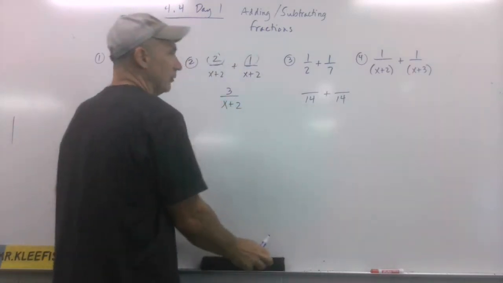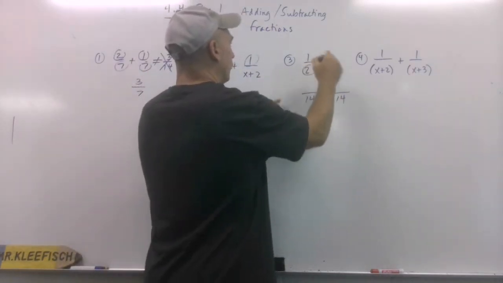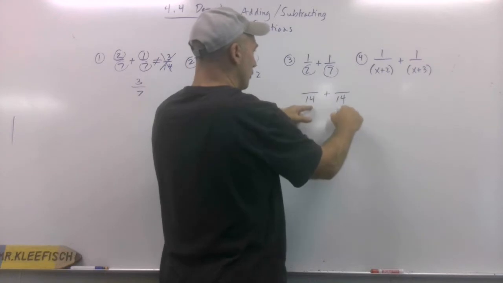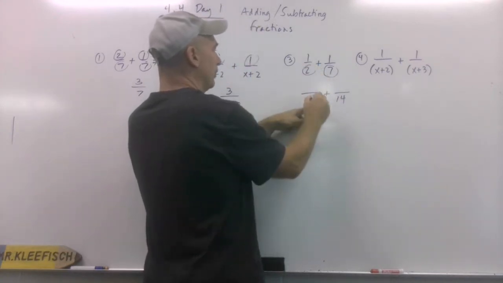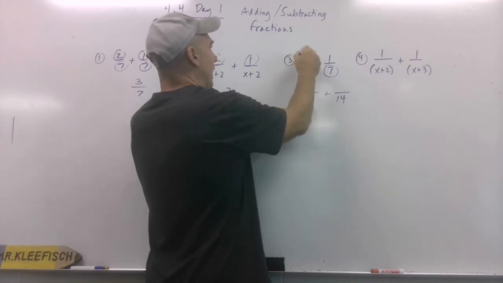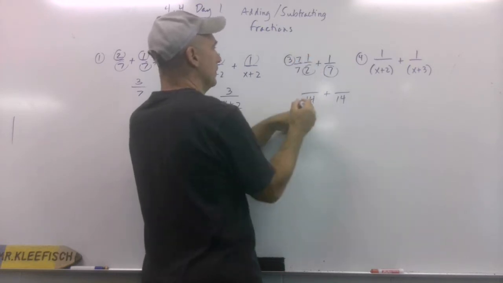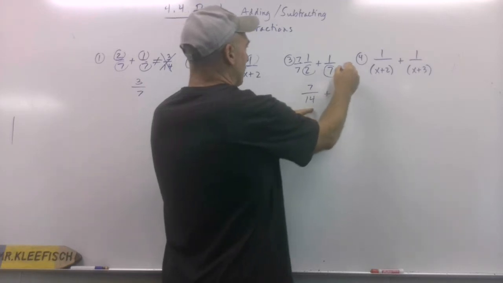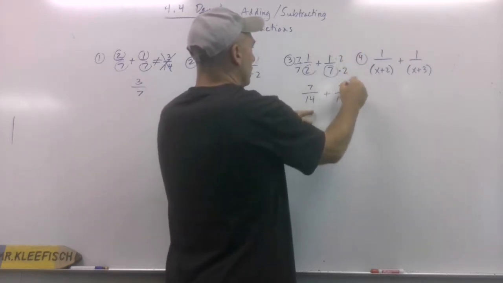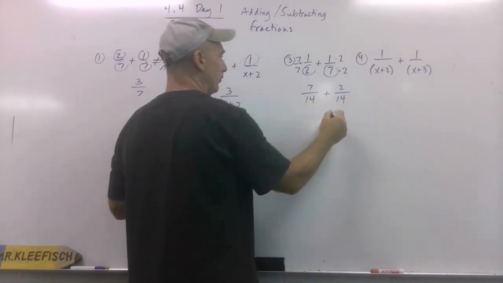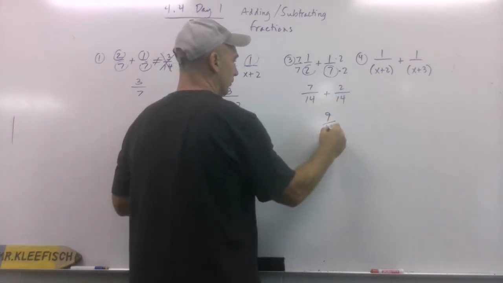But keep in mind the rule. Just multiply those 2 together. Boom. So, what do I have to multiply 2 by to get 14? 7. So I got to multiply the top and the bottom by 7. So I get 7/14. I got to multiply this by 2 to get a 14, so I got to multiply that by 2. So there, 7/14 plus 2/14, 9/14.